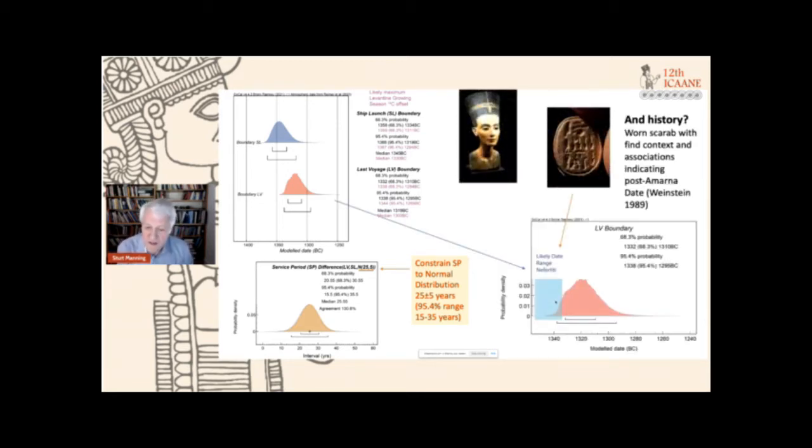The Ulu Burun's contents included a scarab of Nefertiti. The worn state of the scarab and the context and associations all suggest this must represent a post-Amarna period. We see that the modeled age ranges for the last voyage very nicely provide just this, versus the standard dates for Nefertiti as queen from Kitchen or von Beckerath or Schneider or Aston.